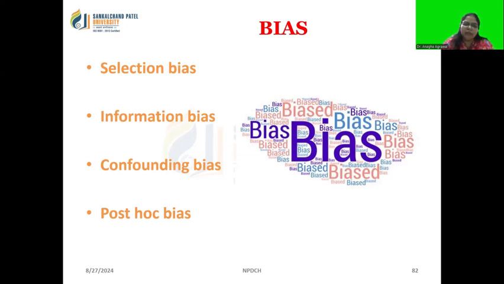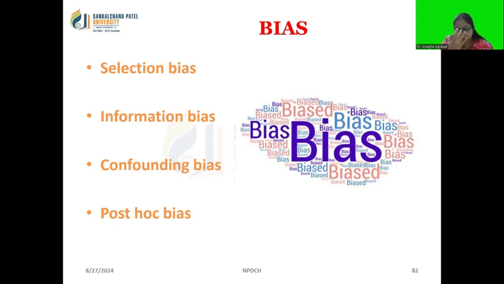Second is information bias. Again, if you take a very old history from the patient, there may be an information bias, where the patient may not remember that history very clearly, whereas if the event had just happened, like just 2 or 3 days or just 1 year back, then the patient may remember each and everything of that particular thing. So there will be an information bias.